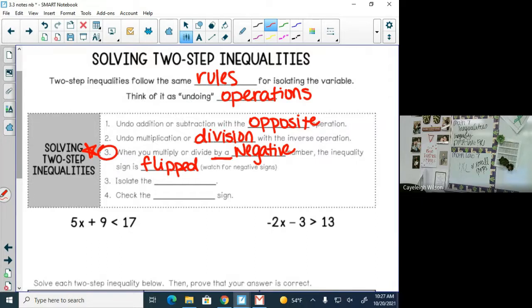Did anybody figure out why it flips? You're dividing by a negative, and what happens when you divide a number by a negative number? It becomes the opposite sign. Okay? So the reason that you flip it is because when you divide by a negative number, if that number was already negative, it became positive. If that number was positive, it became negative. So it changed the sign of the number, which makes the inequality flip. All right, and then number 3, isolate the variable, and then check the inequality sign.